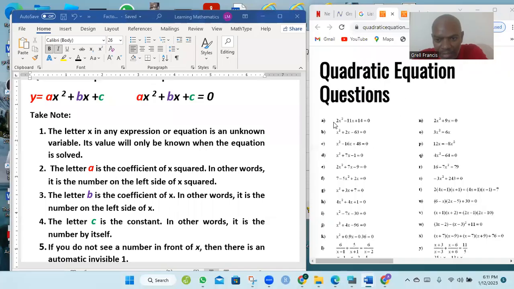So for example, in 2x squared minus 11x plus 14 equals 0, a is equal to 2, b is equal to negative 11, and c is equal to 14. In x squared plus 2x minus 63 equals 0, a is equal to 1, b is equal to 2, and c is equal to negative 63. In example E, x squared minus 16x plus 48 equals 0, a is equal to 1, b is equal to negative 16, and c is equal to 48.